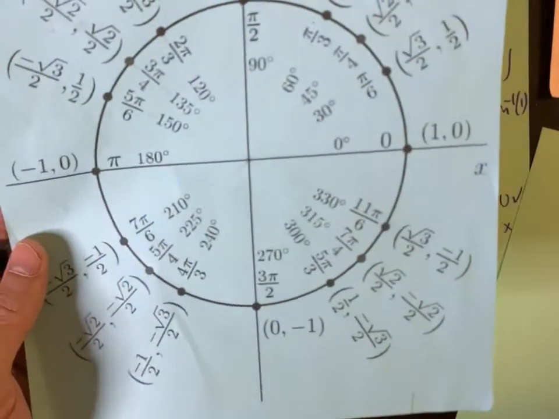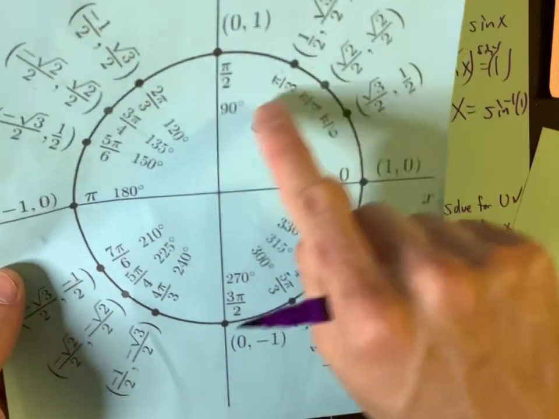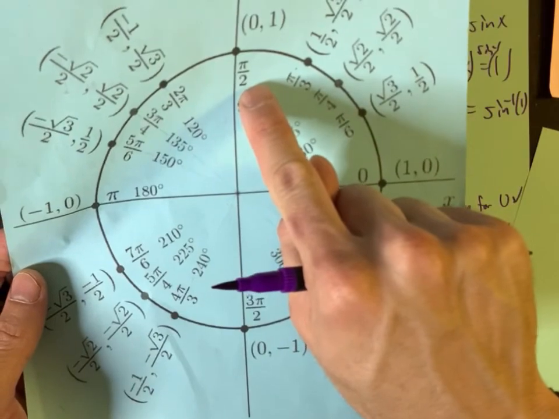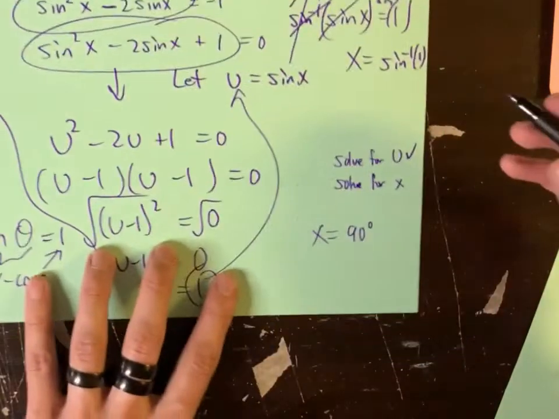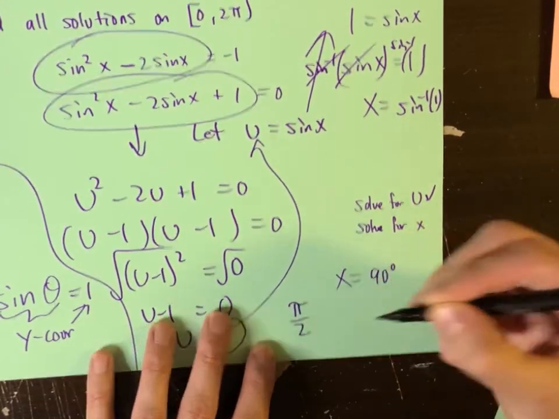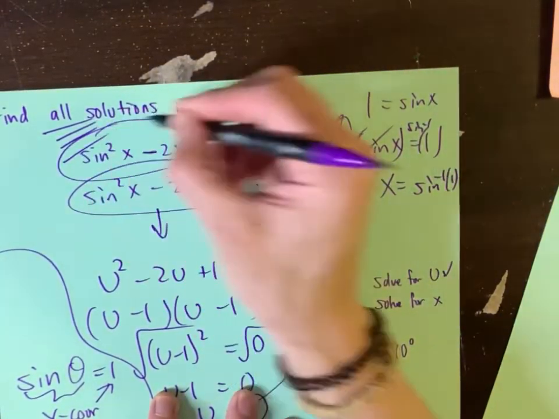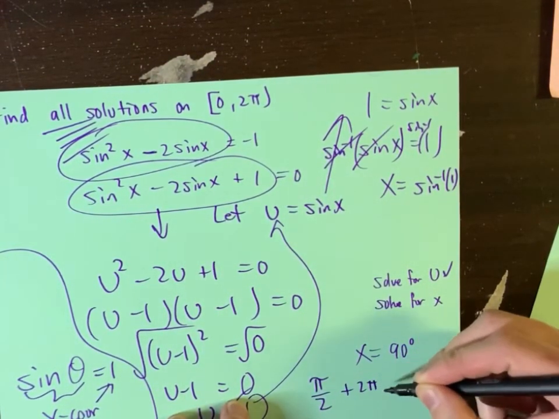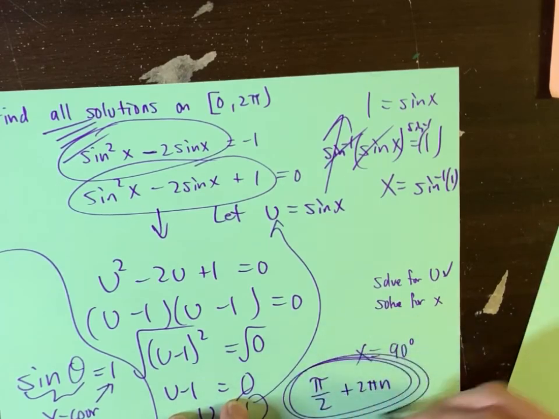I only see the y coordinate of 1 right here, which means 90, or pi over 2, is the only answer. So really the final answer would be pi over 2, but since they said all solutions, you add a 2 pi n. Final answer right there.